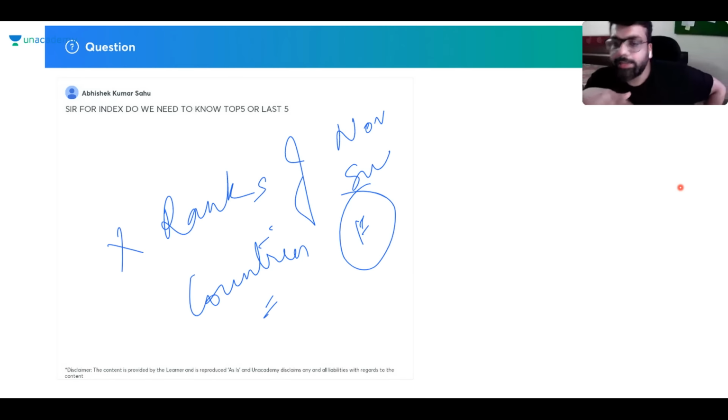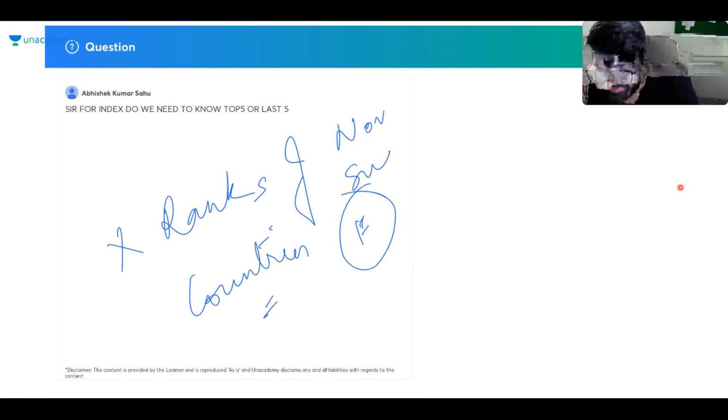SDG India Index is basically which state, how are states performing with respect to their SDG goals, and that's largely the idea. So the idea basically is which state, for example, how far is UP from achieving its SDG goals, Tamil Nadu from achieving its SDG goals. Okay. So that is pretty much it.